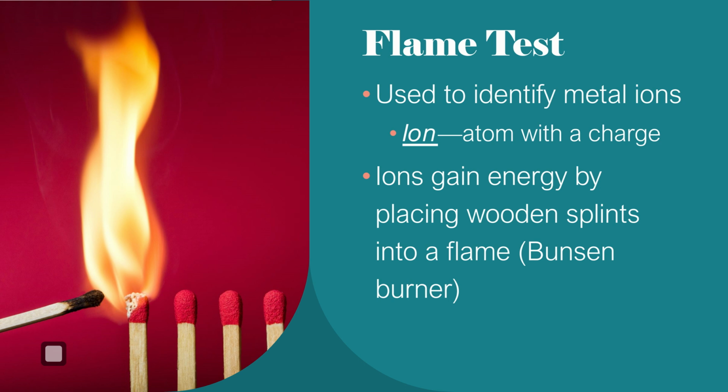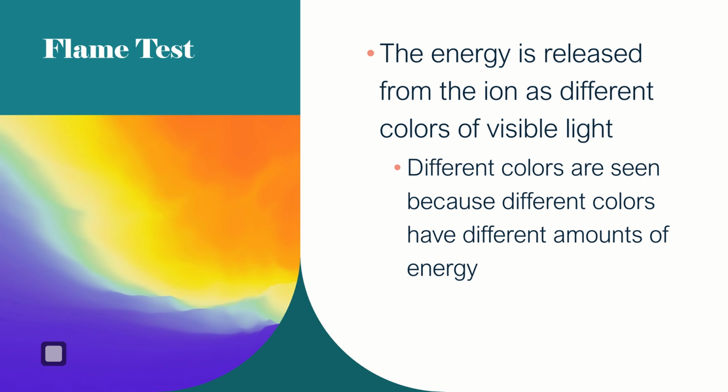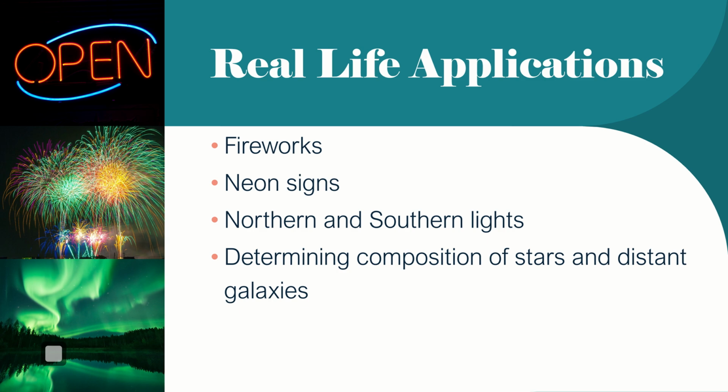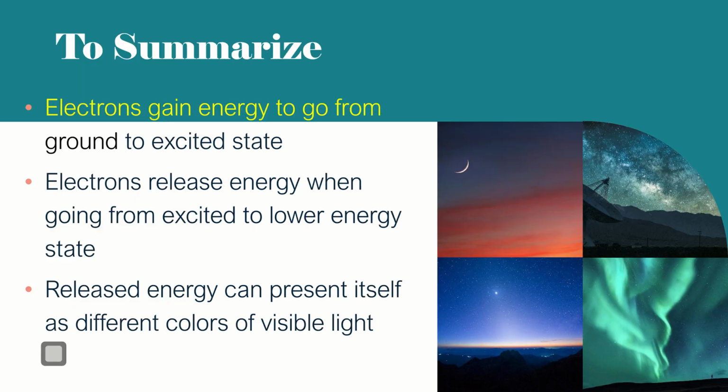And that's just telling you how we did it. Again, energy is released, and we see the color of light when the energy is released and they're dropping down to a lower energy level. Applications of it include fireworks, neon signs, and the northern and southern lights, which use the magnetic field to excite those electrons. There are lots of different actual purposes that we've gotten from that.